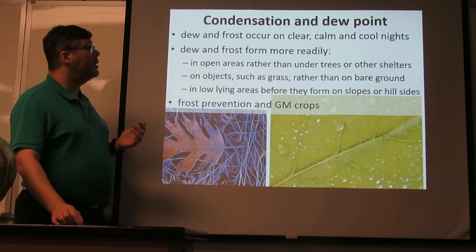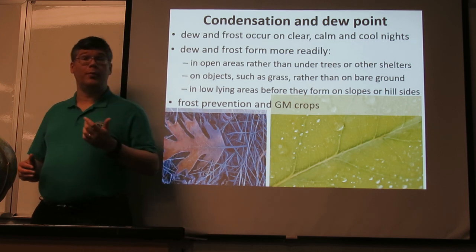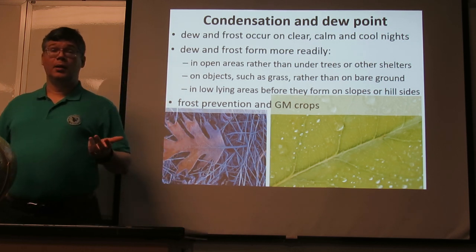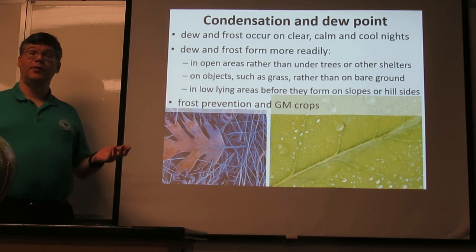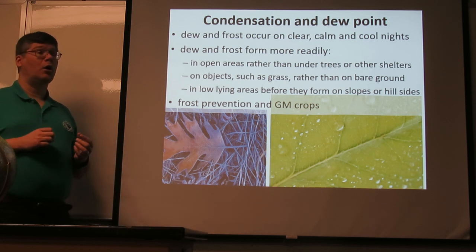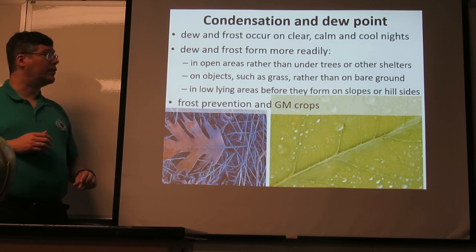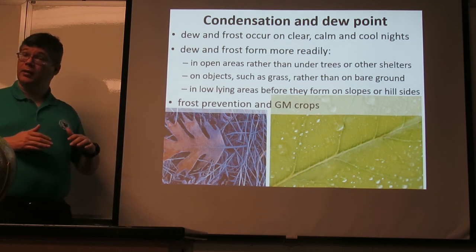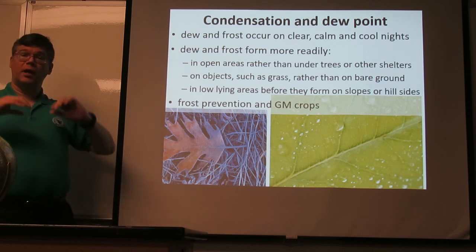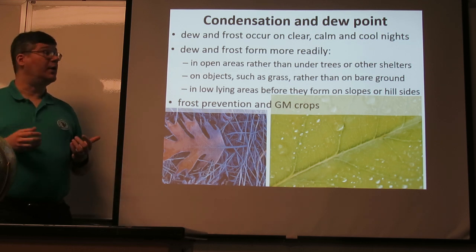Because of these, we tend to see dew or frost forming on open areas rather than places that are sheltered, say under a tree or an awning, things like that. Again, like our cloud layer, that tends to trap the heat some, keep it from getting as cool.